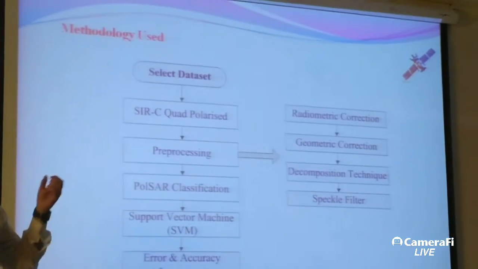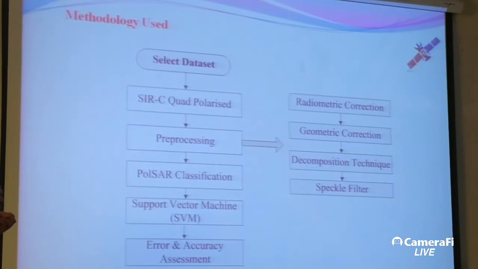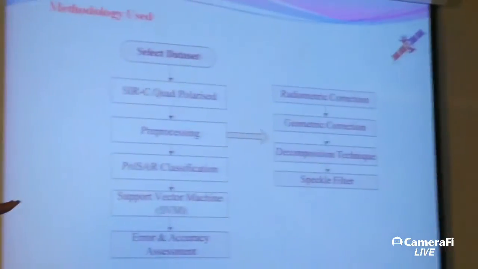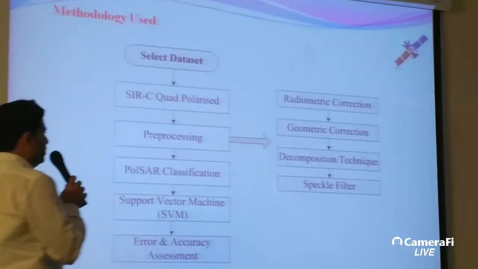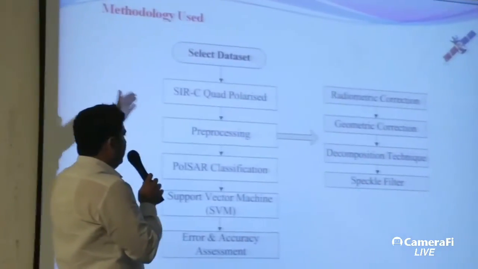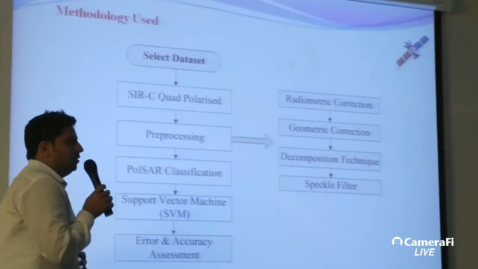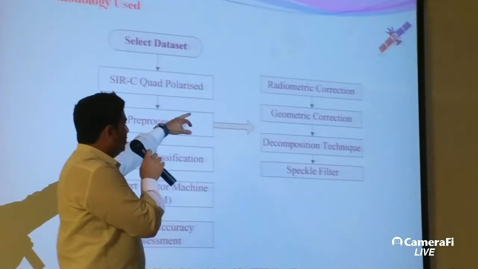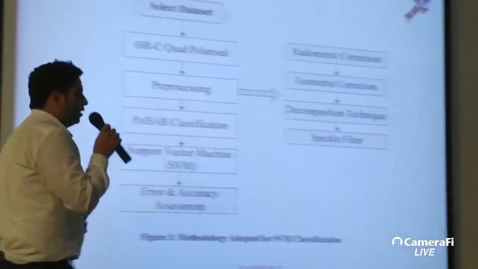Now, what happens when your satellite image is captured? There are a lot of problems. Noise is one of the major problems. Some geometrical and atmospheric problems are also there. That's why when I import the image, first of all, I do pre-processing. In pre-processing, I do radiometric correction, geometric correction, decomposition, and speckle filtering.